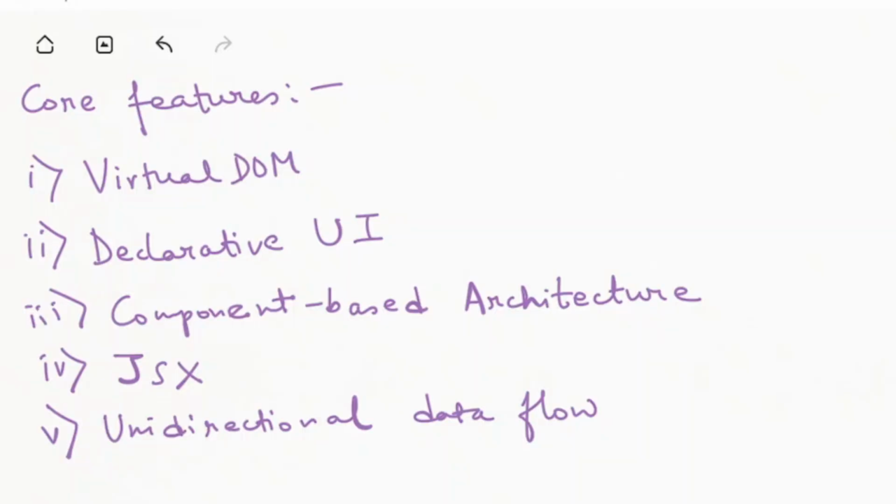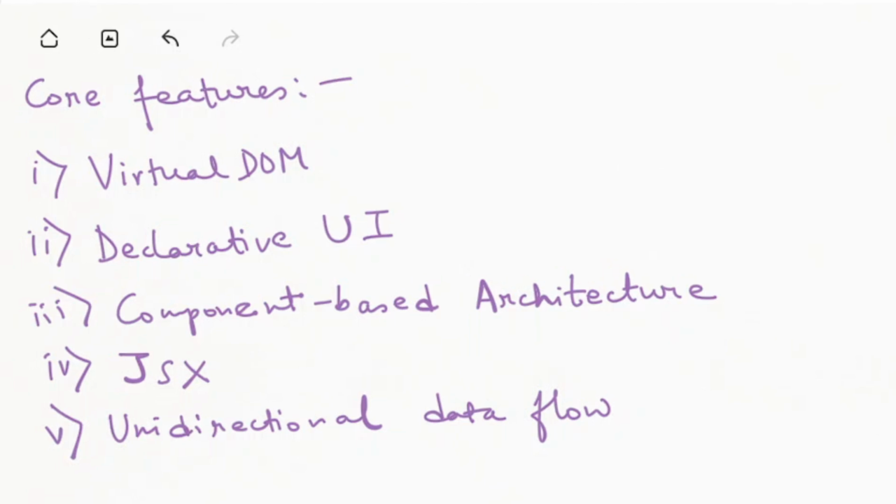Next is our declarative UI. React allows us to describe what our UI should look like for a given state, and it handles the DOM updates when the underlying data changes. Next is the component-based architecture. React uses reusable or composable UI components to develop the view.